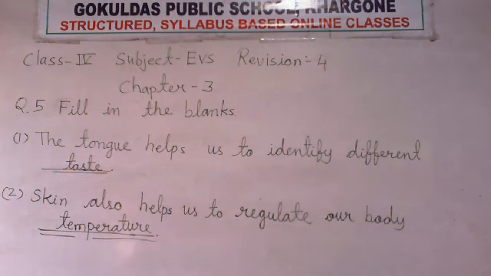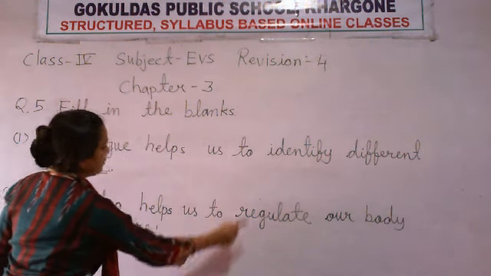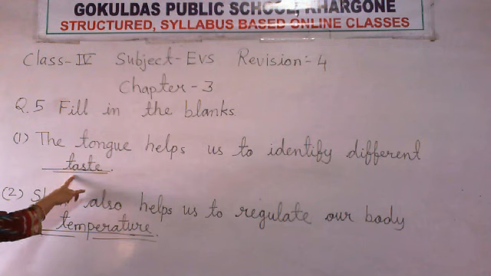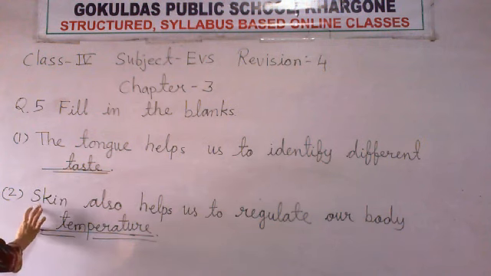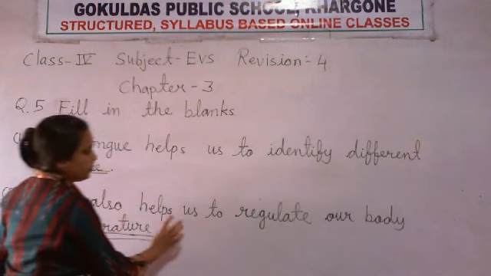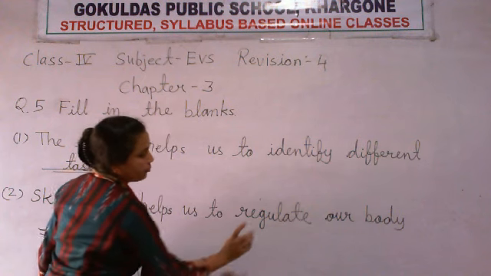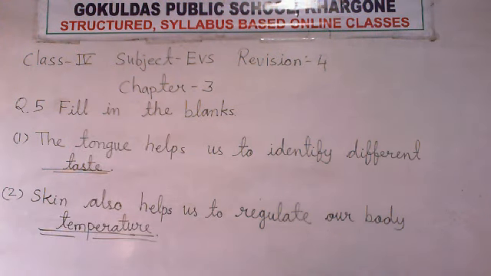Clear? This is number 1 and 2. Once again I read for you. The tongue helps us to identify different taste. This is the option. Now second, skin also helps us to regulate our body temperature.